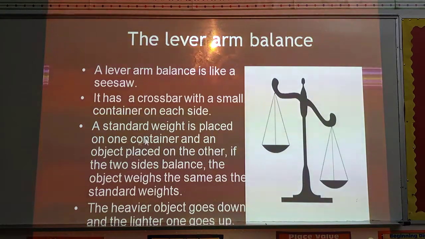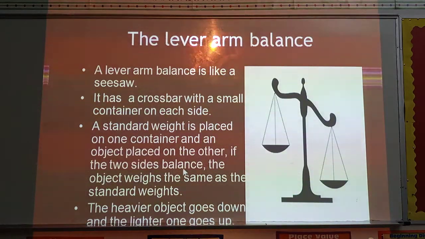A standard weight is placed on one container and an object placed on the other. What is a standard weight? A standard weight is an object whose weight is known. It could be 1 kilogram or 2 kilograms or 5 kilograms or 10 kilograms, okay? But it is placed on one side, while the weight we are trying to measure is placed on the other, okay?